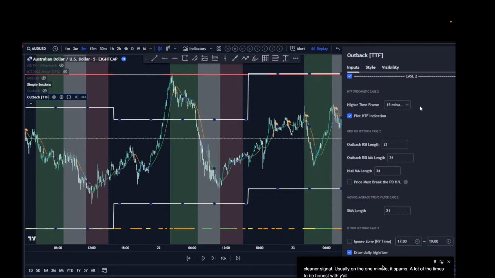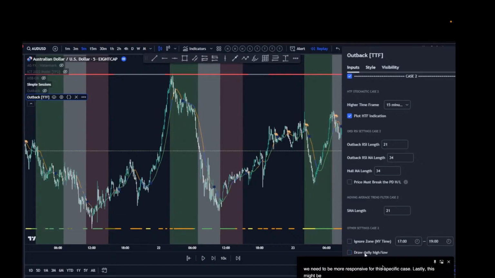So with all that being said, like I said, the 15-minute is usually default. You can go with the 1 hour on the 5-minute. We do speed up the Outback RSI settings, as you can see here. And then the price must break the previous daily high and low. We keep this off for this case, and we turn this on for the other case. And it might not seem like a crazy difference, but it is. And then we have the simple moving average. We quicken that bad boy from 55 to 21 as we need to be more responsive for this specific case.